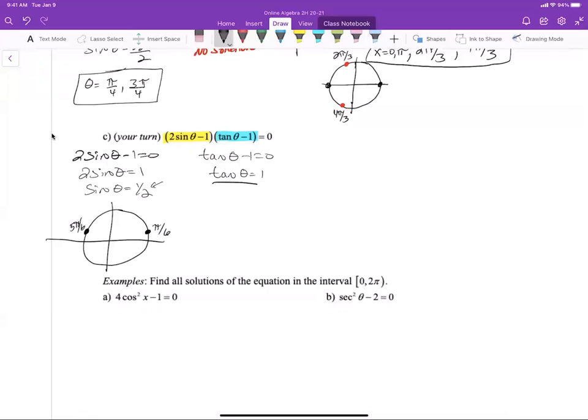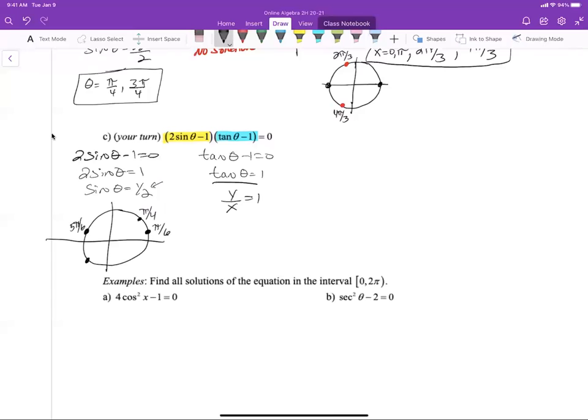Tangent theta is equal to 1. That means my y divided by x is equal to 1. Well, there's only one location where my y and x values are the same in the first quadrant, and that's at my pi over 4, with positive and positive. So we would have square root of 2 over 2, square root of 2 over 2 there. And that is my pi over 4. And then also over here in the third quadrant where I have negative square root of 2 over 2 and negative square root of 2 over 2.